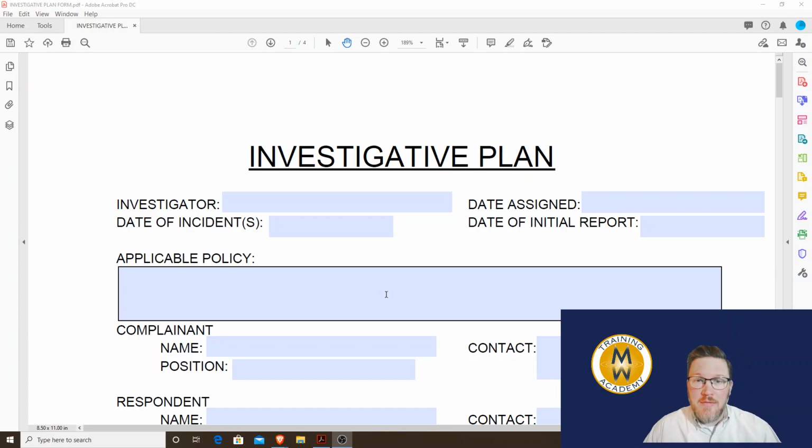In our lesson on investigative planning, we talked about having an investigative plan form. Here is a form that is available to you if you are taking the course. This comes with the course. If not, it's available for purchase on my website.